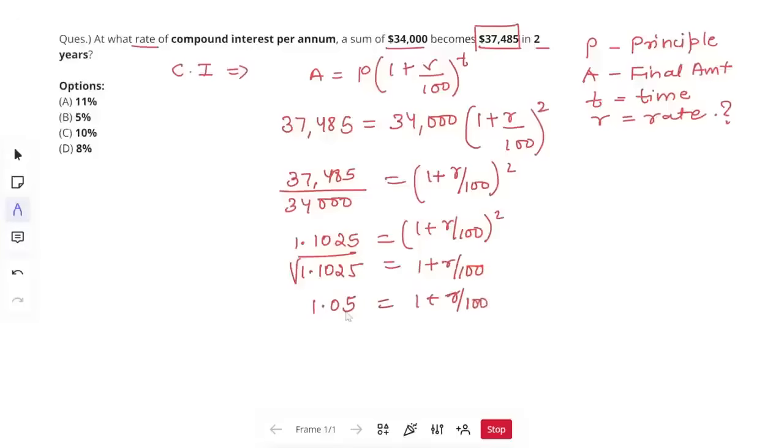Now if you solve it further, you get R by 100 as 1.05 minus 1, which is going to be 0.05. So your final R value is 0.05 into 100, which is going to be 5. So your rate will be 5%. The final answer is going to be option number B. Hope you have understood the logic.